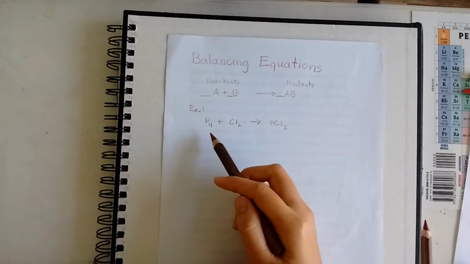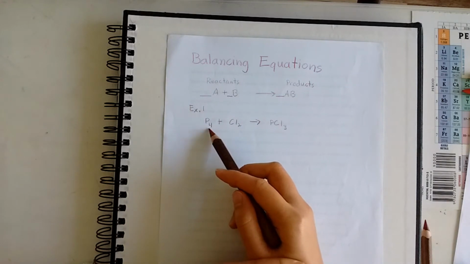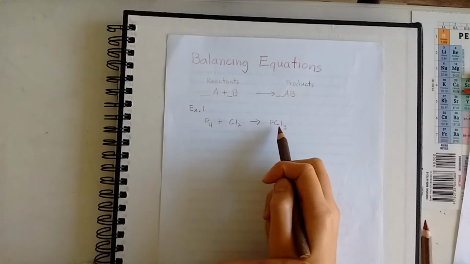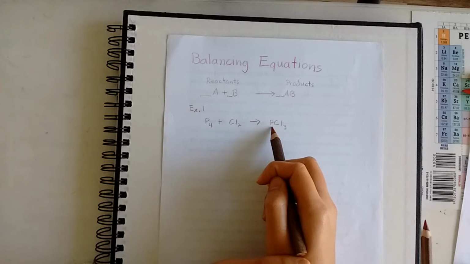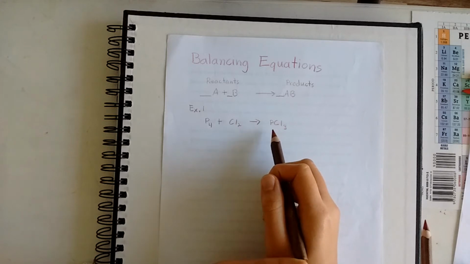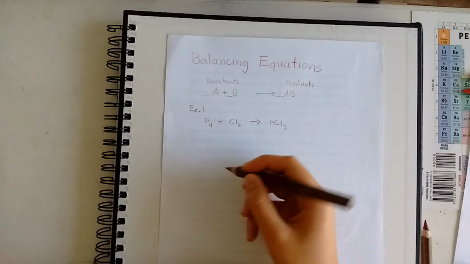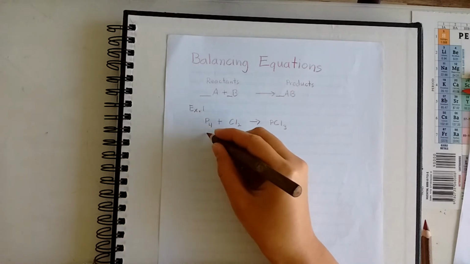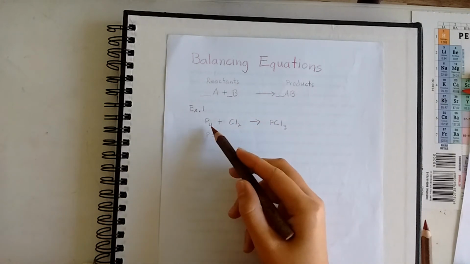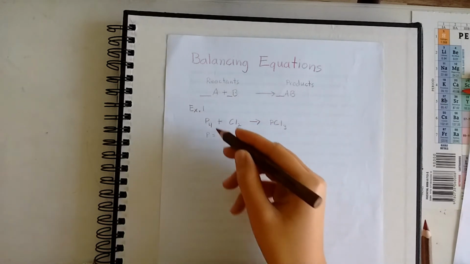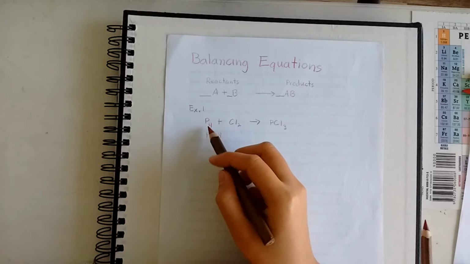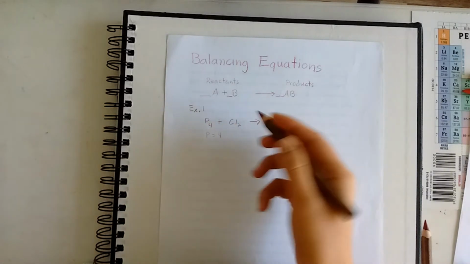Alright, so we have 4 atoms of phosphorus plus 2 chlorine atoms yields 1 phosphorus atom combined with 3 chlorine atoms. Okay, so we're going to begin by counting the phosphorus on the reactant side. So we know that if we have a subscript here, that tells us that there are 4 phosphorus atoms on the reactant side.